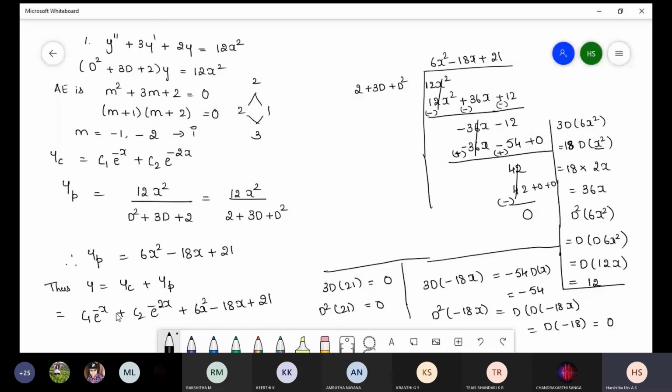This is the answer. So if you are taking one number, for that all the three, here we have three terms, so we have to do all the three operations for one single number.